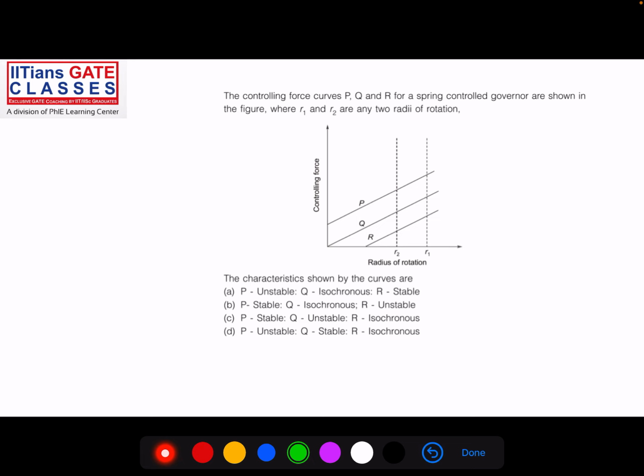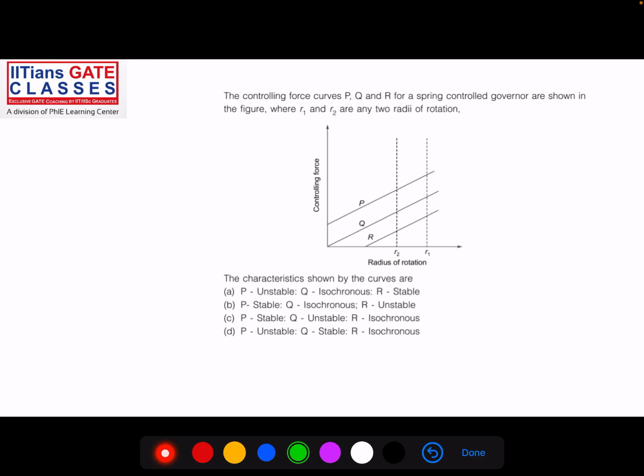Which is the spring control governor you have seen in class? It is the Hartnell governor. The Hartnell governor is a spring control governor, so the controlling force diagrams are straight lines. There are three lines. One of them represents stable, one of them will represent unstable.